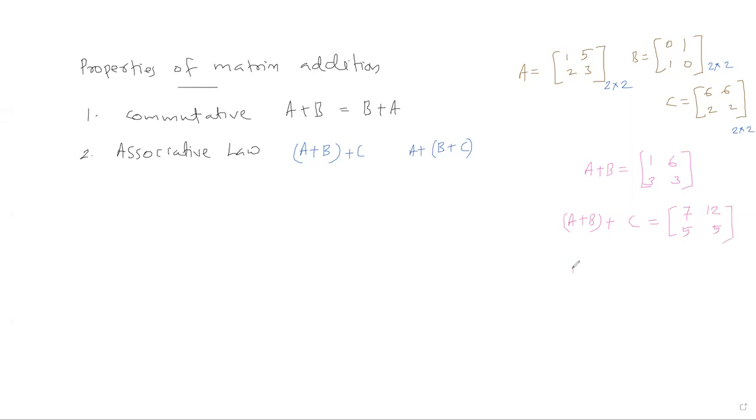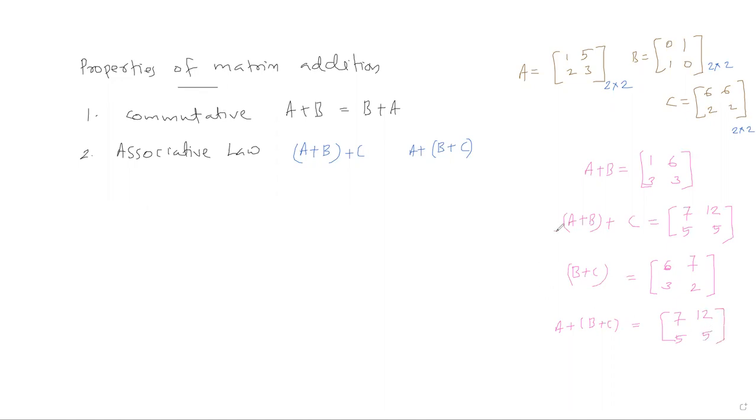अभी आप पहले B plus C निकाल के देखो. B plus C, B and C ऐड करो. So 0 plus 6 6, 1 plus 6 7, 1 plus 2 3, 0 plus 2 2. अभी इसके साथ A ऐड करो. A plus B plus C. So 1 plus 6 7, 5 plus 7 12, 2 plus 3 5, 3 plus 2 5.